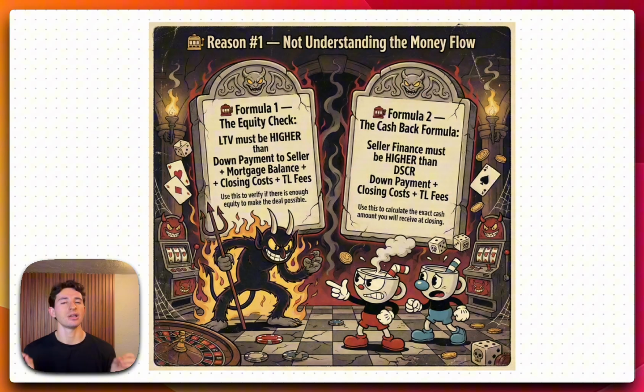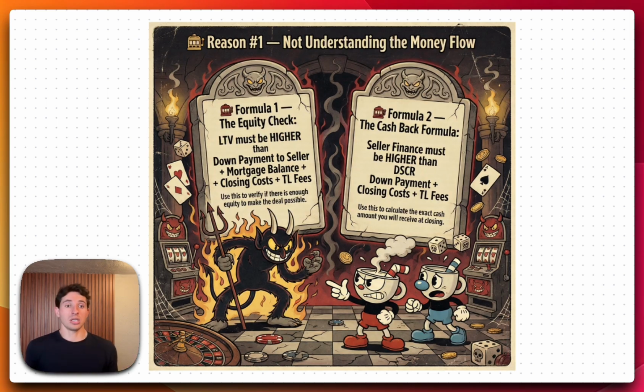So very important, when you do the stack method, normally you want to get paid something at closing. You can use that money, the cashback, for renovations, for closing costs, holding costs, and for reserves to have for the property. Okay, so that's it. This is not reason number 1. If you use these formulas and both look good, now you're good to go.